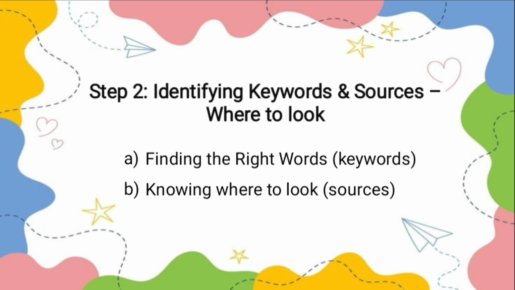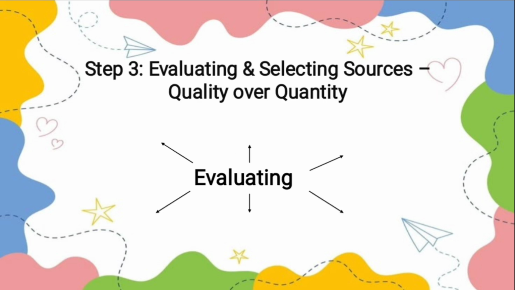Now, let's move on to step 3. Evaluating and selecting sources. Quality over quantity. So after you've found a bunch of potential sources using your keywords from step 2, this step is about being a detective and deciding which ones are actually good and useful for your literature review. It's about choosing quality information, not just grabbing everything you can find.